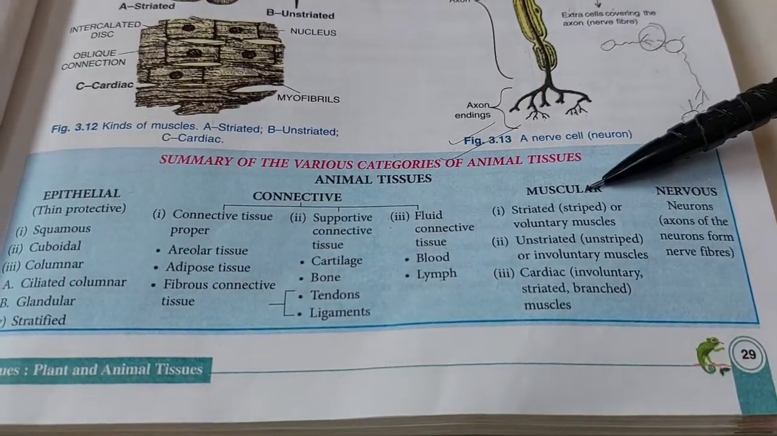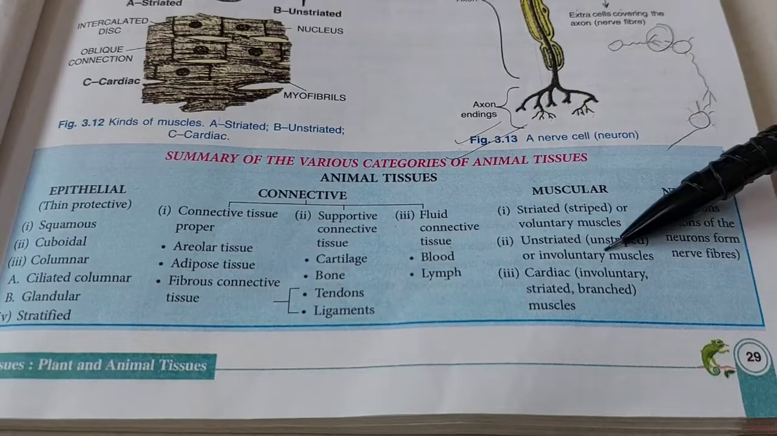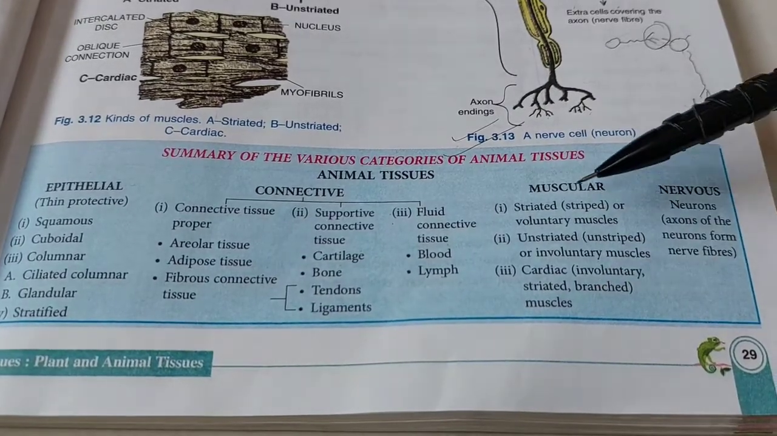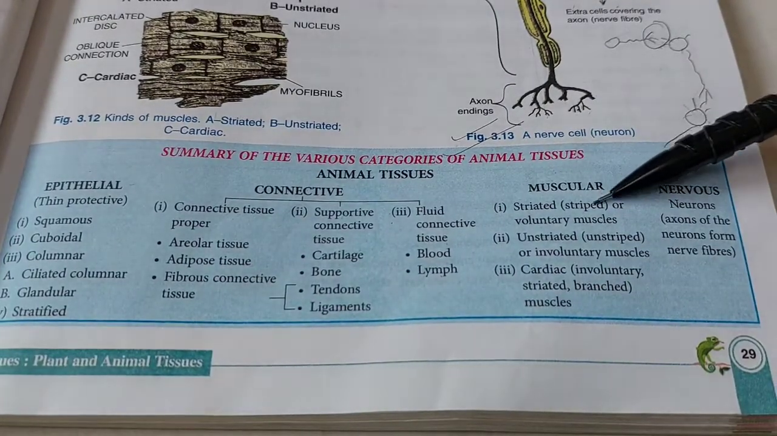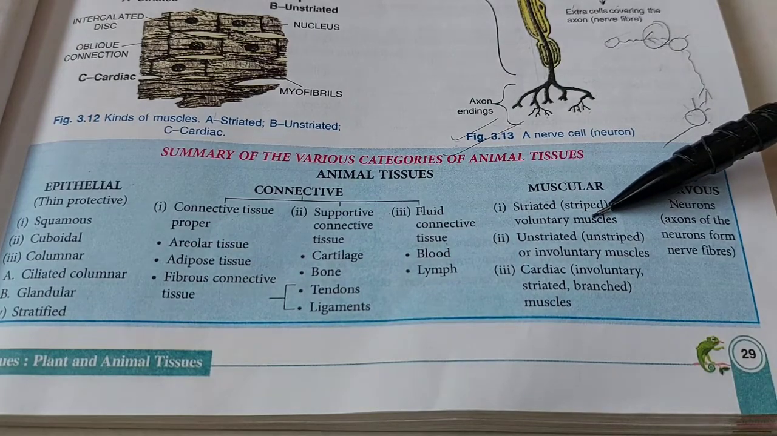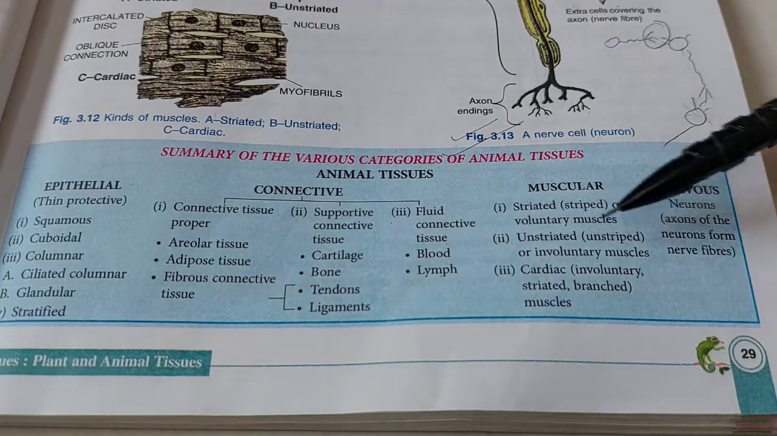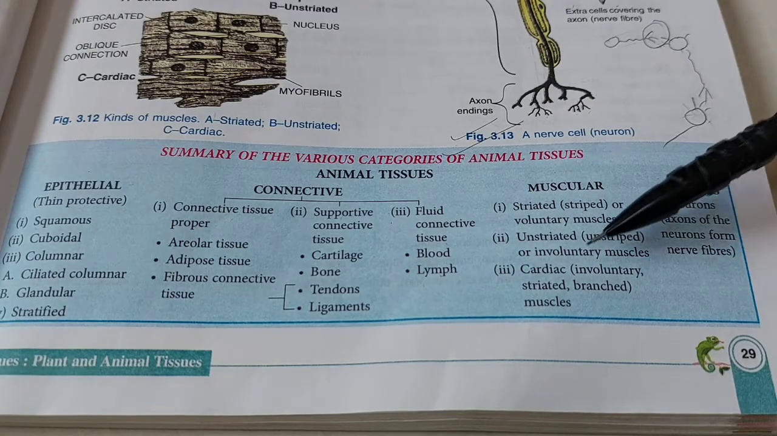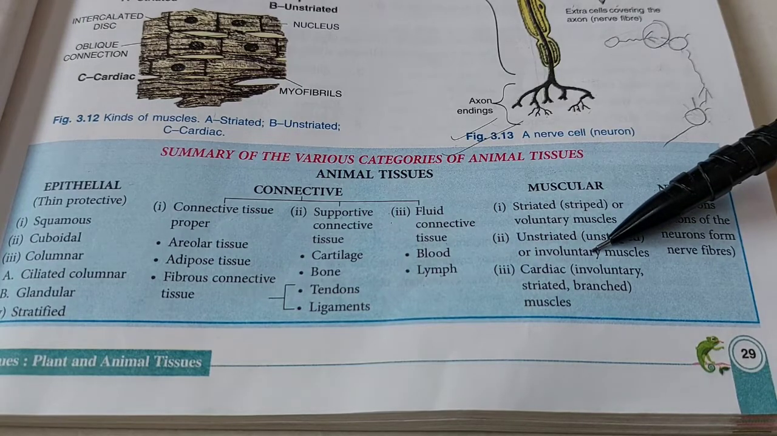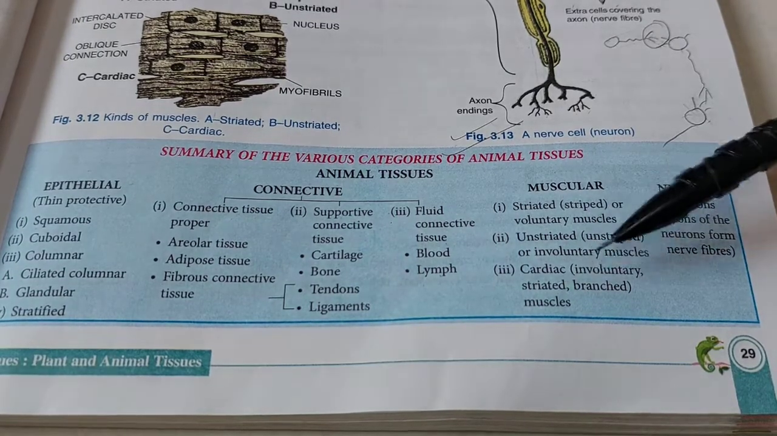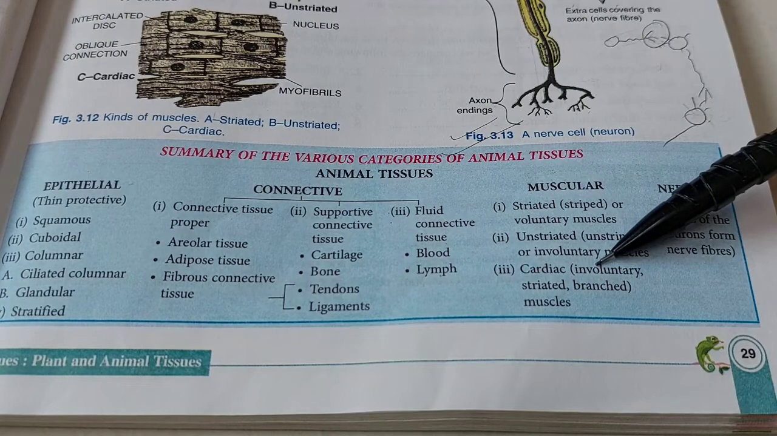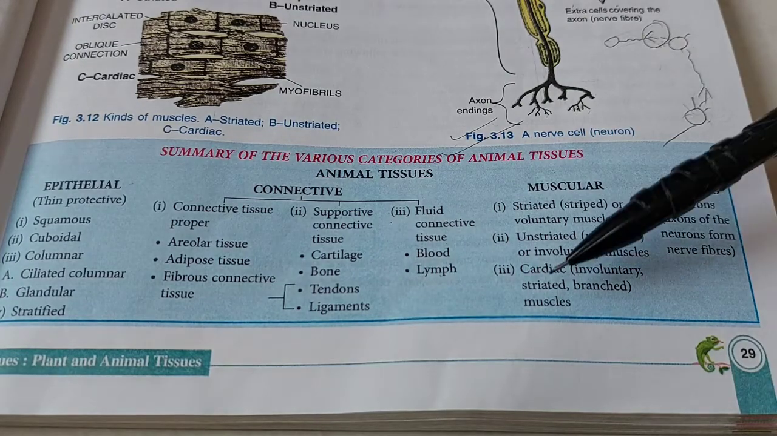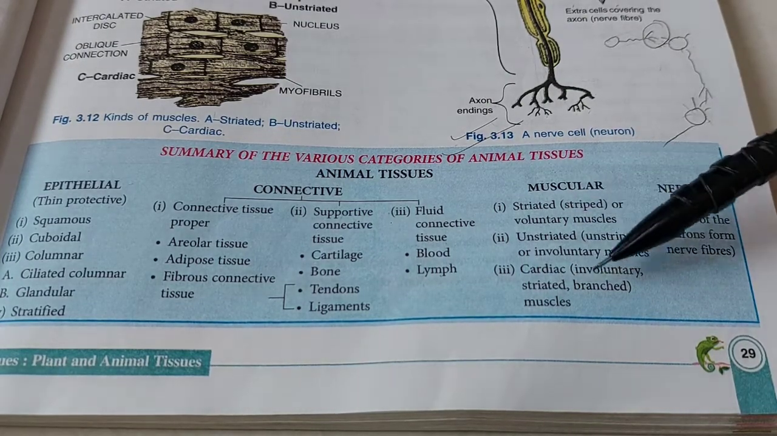Muscular tissues, it's of 3 types: striated, unstriated, and cardiac. Striated are striped, as the name suggests, and they are voluntary muscles, like the ones in your biceps. Unstriated muscles are unstriped and they're involuntary, which means we have no control over them. For example, the muscles in your iris or in your esophagus walls. Cardiac is also involuntary. We cannot control it at all. It's found only in the heart. It is striated, surprisingly. It is branched.